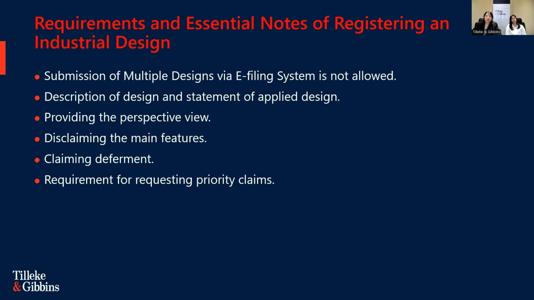For claiming deferment, the request for deferment of publication must be submitted with Form A together with the application form, and the request for deferment needs to be mentioned in the notes. The request for priority claim, Form B, or the request for exhibition priority claim, Form C, must be submitted with the application form. If not, it will be assumed that the priority is not claimed.